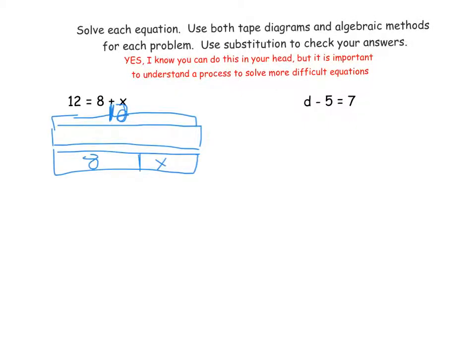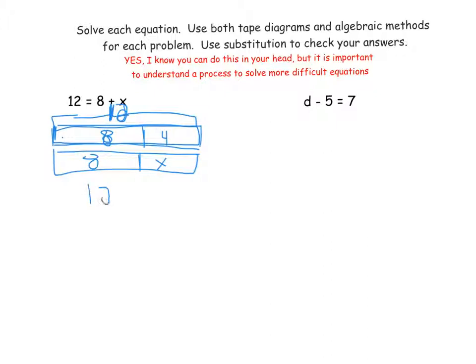Okay, so now I have my first tape that equals 12, and my second tape that shows the 8 and the x. And if I took 8 off of this side, and if you're still confused, you can actually break it into 12ths and take off 8 of them. And if we do that, if we take 8 off of the 12, 8 plus 4 equals x.